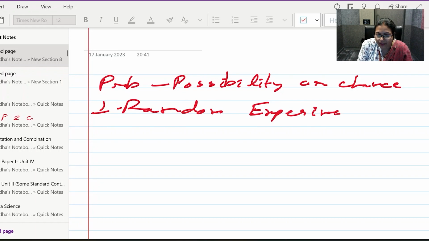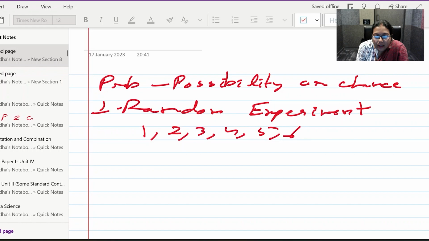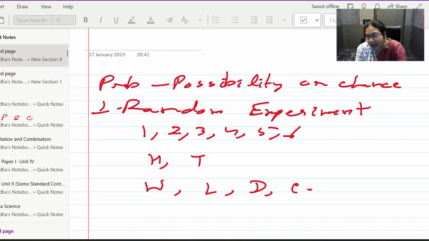So what is random experiment? As I told, when we are not sure about the answer, there are chances of different occurrences. In another example, suppose you throw a dice. So what are the possibilities? The dice, if you throw, we get 1, 2, 3, 4, 5, 6, right? If you throw a coin, what are the possibilities? We get head and tail. There is a cricket match. The possibilities are winning India, losing, there is a draw, or the match is cancelled. So an experiment where there can be more than one possibility is called a random experiment.